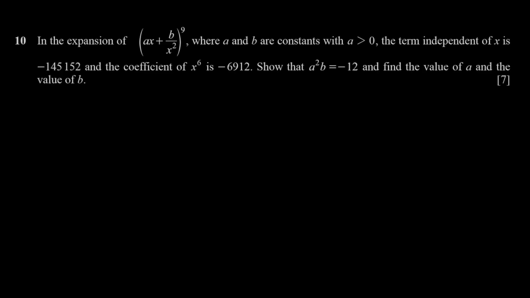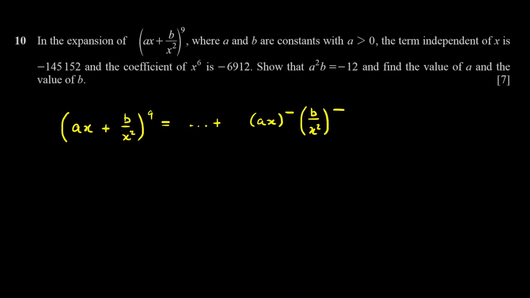We want to consider what each of those terms is going to look like. It's going to look something like this. So if we get (ax + b/x²) all to the power of 9, then each single term is going to look like this. We're going to have ax to some power, b upon x squared to some other power, and a coefficient, which is going to be 9C something.